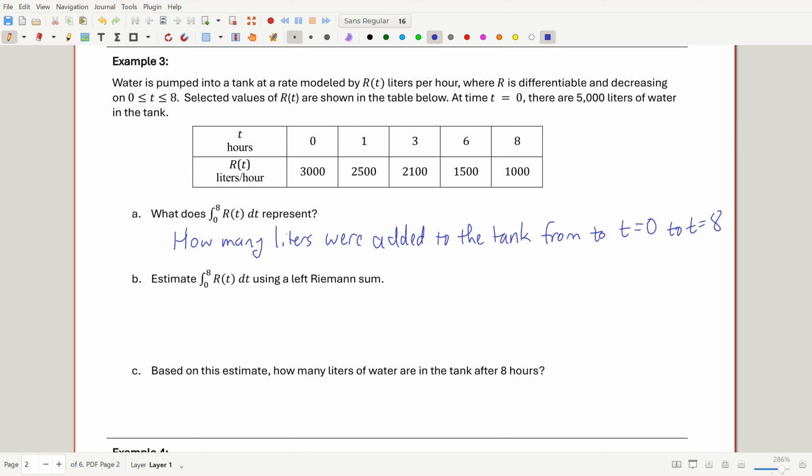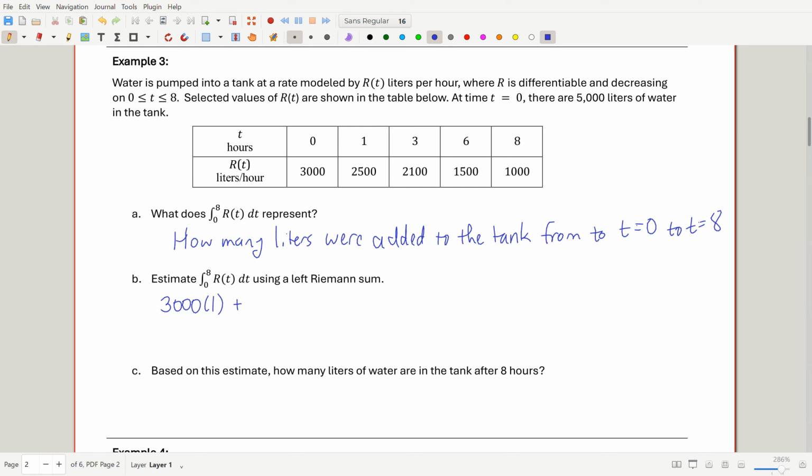So we'll be multiplying by each of those, and the left Riemann says that, when I'm looking at this interval, I'm picking the number on the left. For a right Riemann, with this interval, I'd pick the number on the right. So it's going to be from 0 to 1, it's going to be 3,000 times that interval length, which is 1.